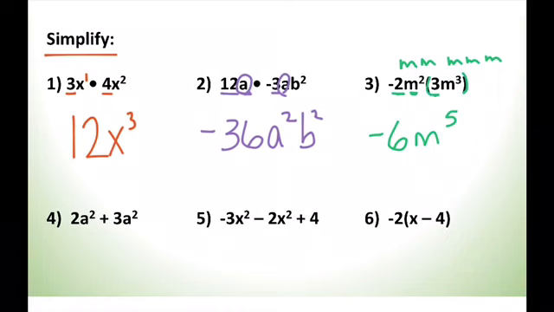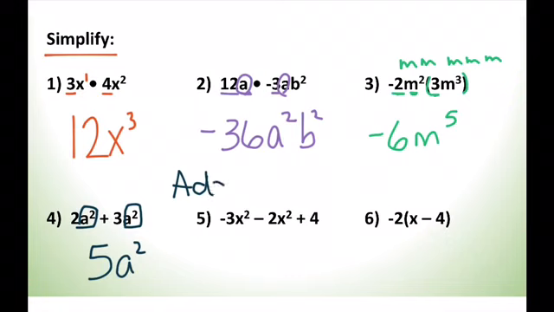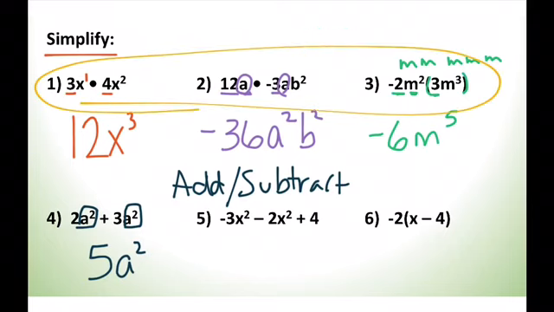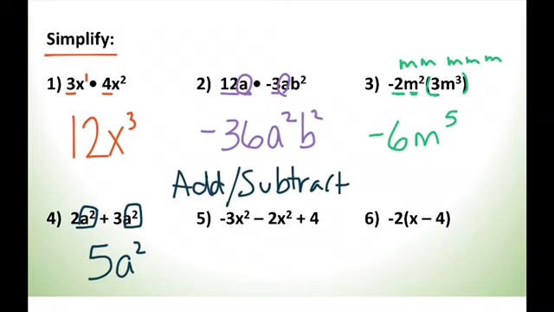Okay, number 4. If I have 2a squares and I add it to 3a squares, I have 5a squares. When you are adding or subtracting, you have to have like terms. That's not true when you multiply or divide. You see up here we multiplied and divided. We did not need to have like terms there. But when we add and subtract, we have to have like terms. And so that's something that we've talked about a lot this year. You've talked about it in years prior to this.